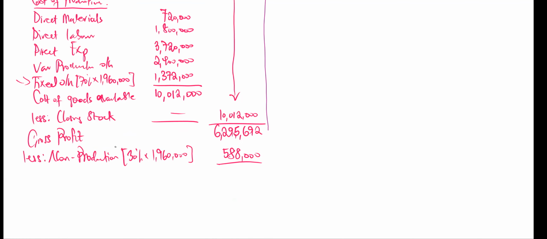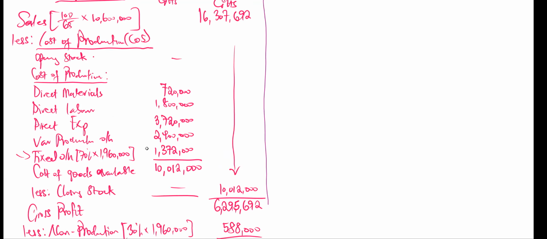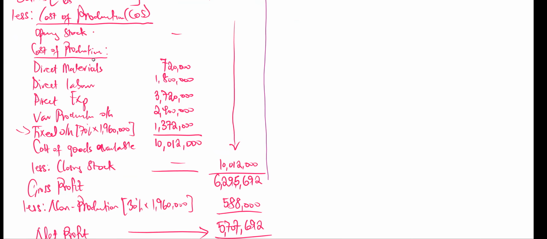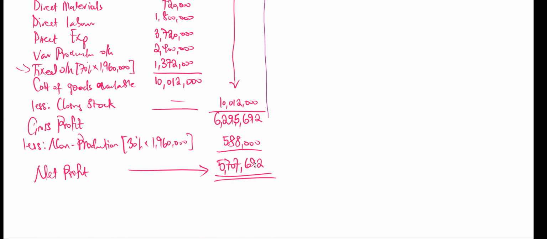And then we end up with what? Our net profit. So in that case, we take our 6,295,692 minus our 588,000. And that gives us our 5,707,692 as the net profit according to absorption costing. It doesn't mean it has to be this way. You could have just added the cost of production separately, then you bring opening stock plus the cost of production, which is the balancing figure, minus your closing stock, get gross profit, take out what? Selling, distribution, and admin expenses.